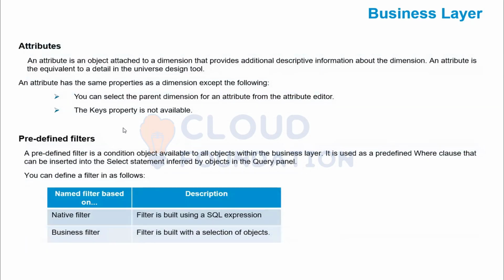Attribute, as we already told, it is a detail about the dimensions. Predefined filters, there are some already predefined filters available in our universe design. Based on the business requirement, we can create predefined filters.